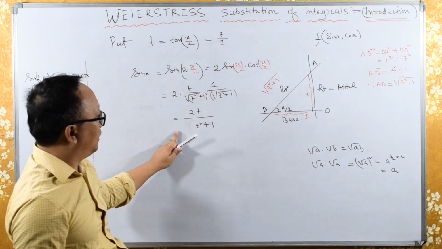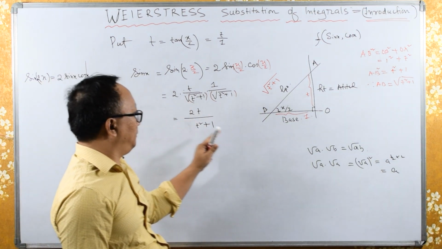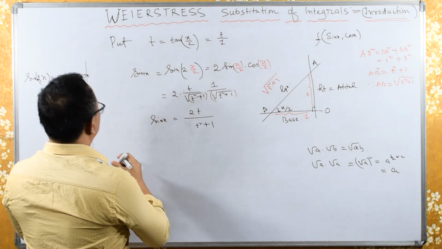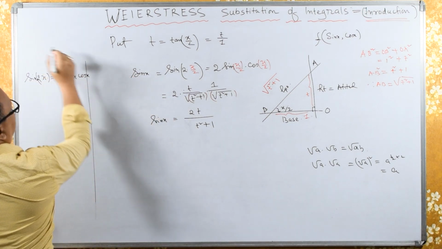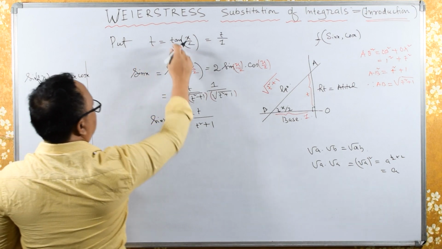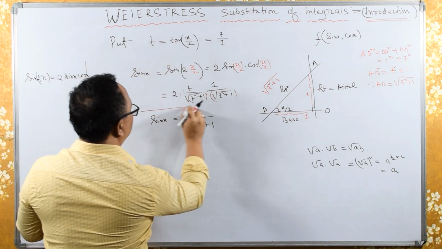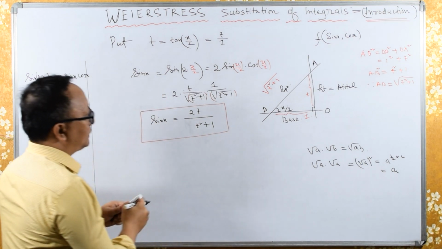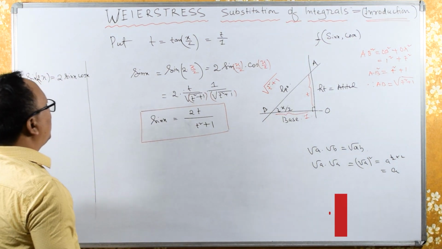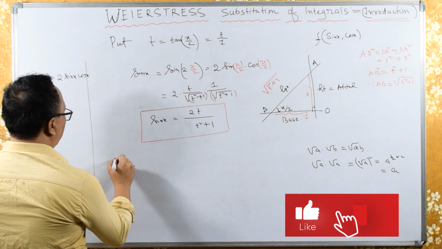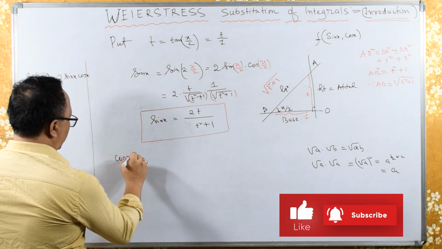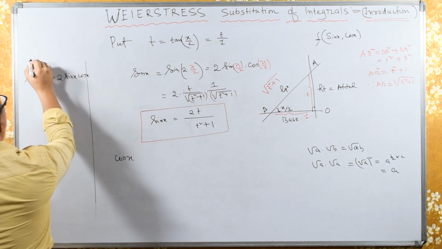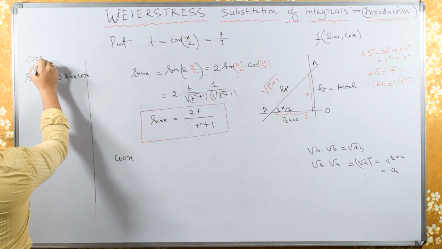This is your sin x. Therefore, if I substitute this, then sin x I'm having this. This is my sin x. Now what about cos x?